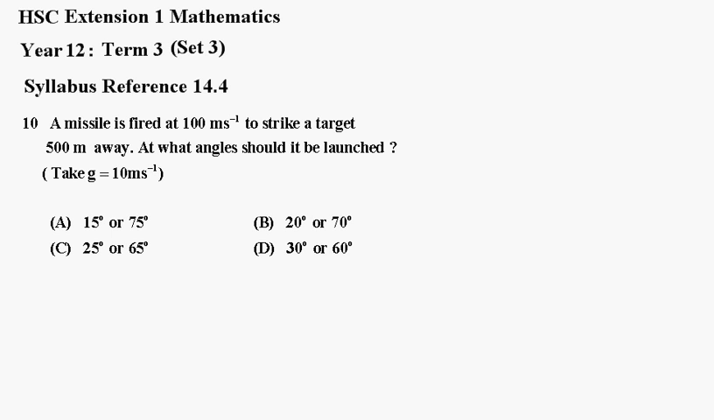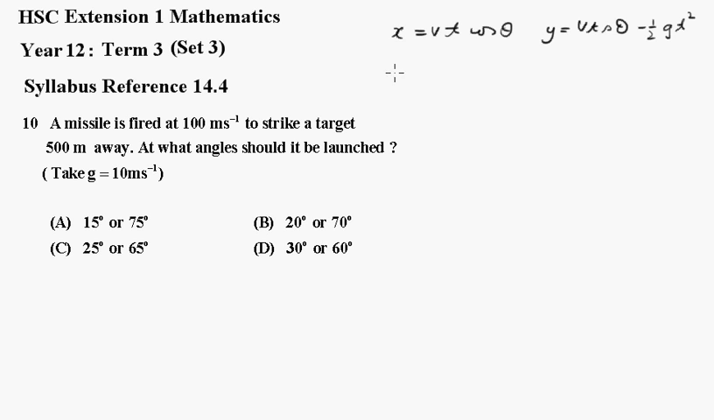Number 10. A missile is fired at 100 meters per second to strike a target 500 meters away. At what angle should it be launched? Okay, let's set up the equations. We got x equals vt cos theta and y equals vt sin theta minus a half gt squared.